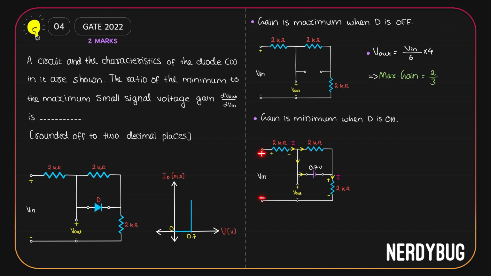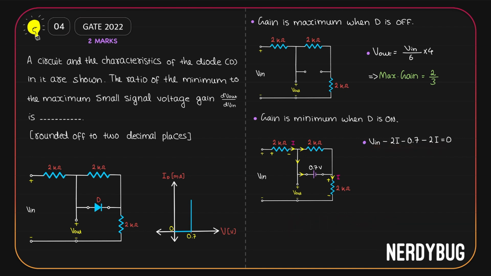V input is from negative to positive. Potential across the 2 kilo ohm will be 2 kilo multiplied by I. It is from positive to negative. As I go on, there is 0.7 again from positive to negative. As I further go on, there is potential drop across this 2 kilo ohm. That will also be 2 kilo multiplied by I from positive to negative. So I can write V input minus 2I minus 0.7 minus 2I is equal to 0.